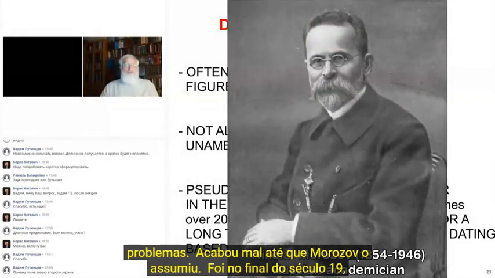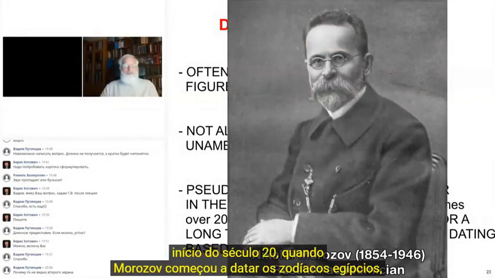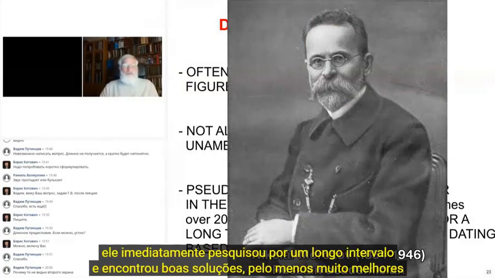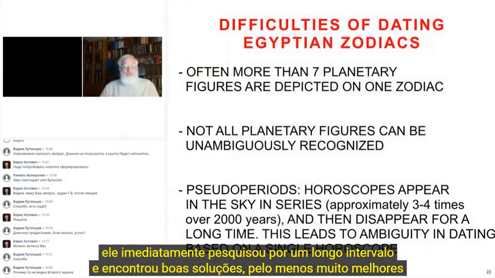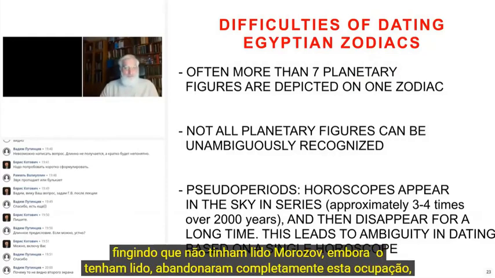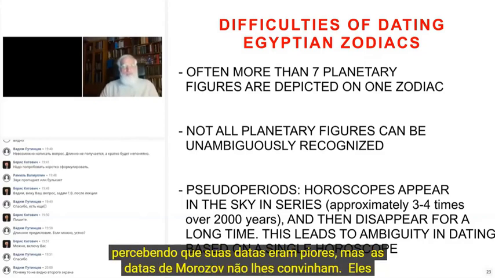It was at the end of the 19th century, the beginning of the 20th, when Morozov began dating Egyptian zodiacs, but he did not limit himself to the intervals set by historians. Instead, he immediately searched over a large interval and found good solutions, at least much better than those proposed by historians. After that, historians, without referring to Morozov and pretending they hadn't read Morozov, although they did, completely abandoned this occupation, realizing that their dates were worse but Morozov's dates did not suit them.